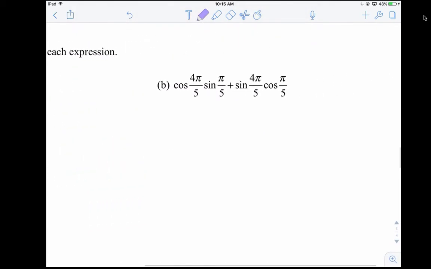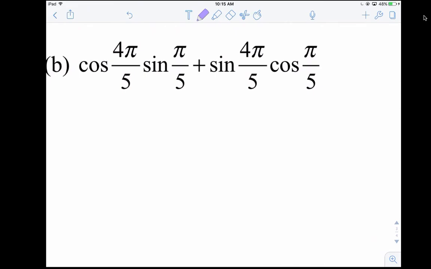Alright, and the next one. Now this is, you want to try and condense this one. This is again another sum or difference formula. Now I see that I have a product of cosine and sine, and then sine times cosine. So that tells me that I'm using the sine formula, because the sine formula is the product of the two.